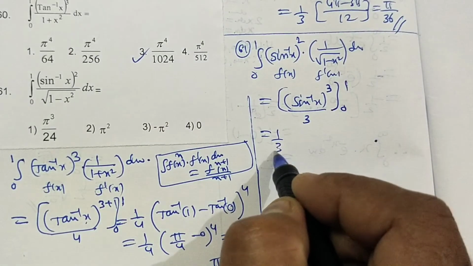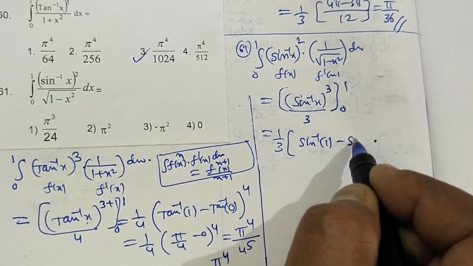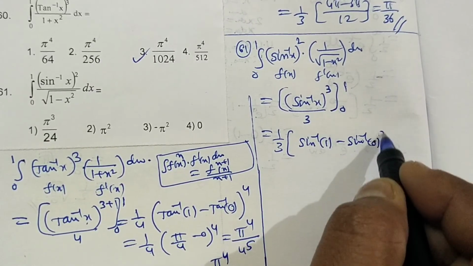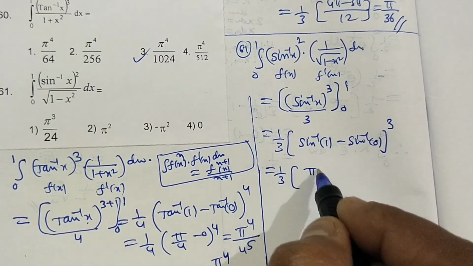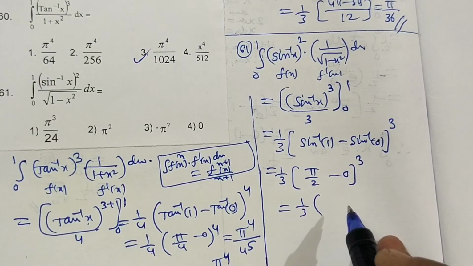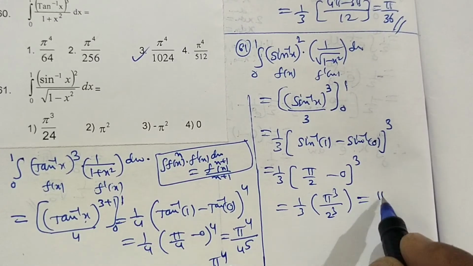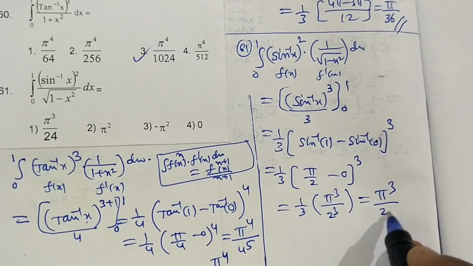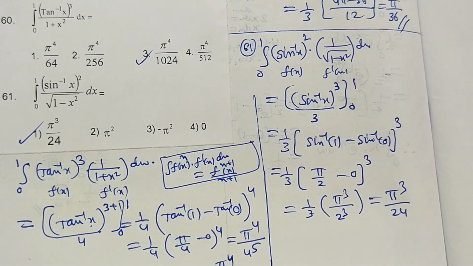So 1 by 3 constant you can take outside. Sin inverse of 1 minus sin inverse of 0 whole power 3. So 1 by 3, sin inverse 1 is pi by 2 minus 0 whole power 3. So 1 by 3 into pi power 3 divided by 2 power 3. So pi power 3 by 8 into 3, 24. So pi power 3 by 24, which is there in the first option.